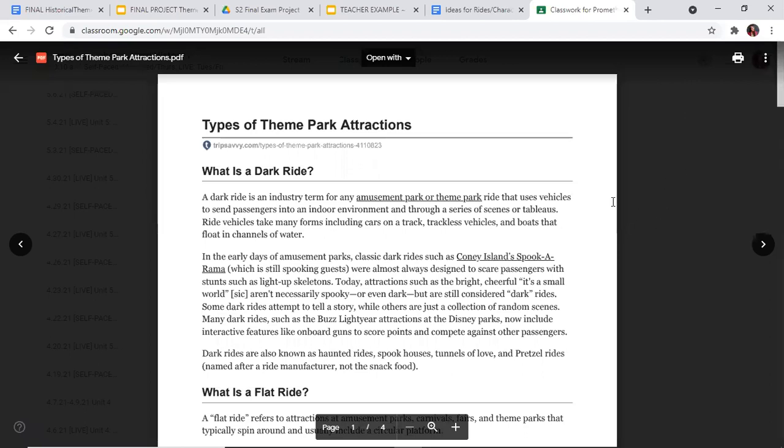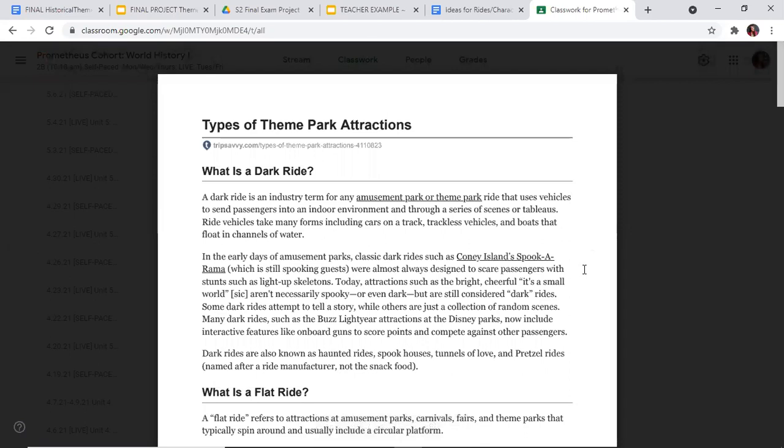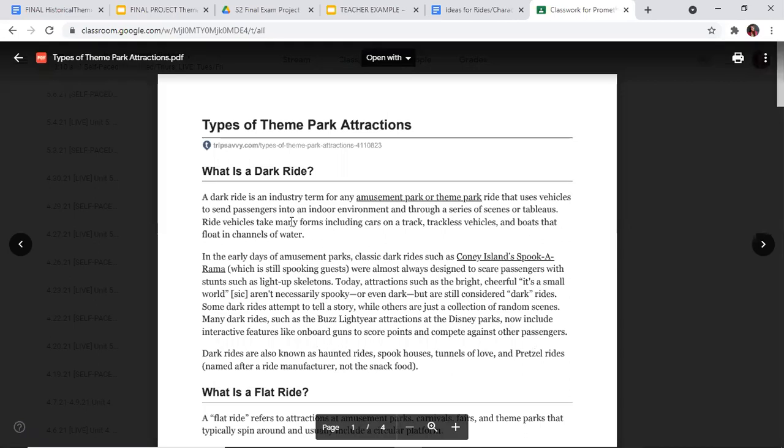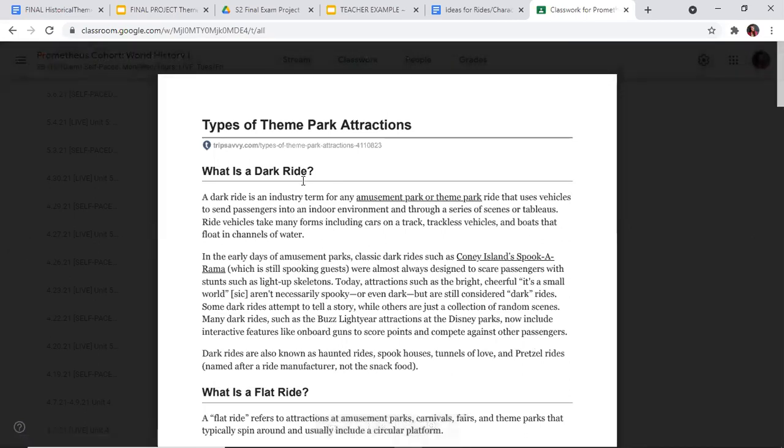Let's start with types of theme park attractions. Now, it's really easy for us to come up with at least one or two. We can probably all picture, for example, a roller coaster when we think of a theme park, an amusement park. We can probably all think of maybe a teacups ride and a Ferris wheel. But you might get stuck, especially when trying to come up with that second ride, right? So here's some ideas to help you think about what types of rides there are.